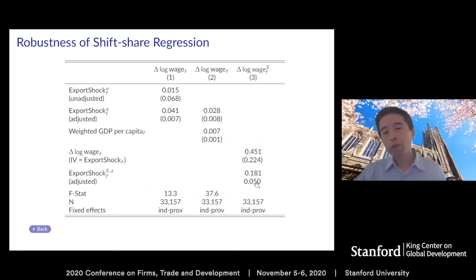This is exactly addressing your question. We did a robustness check. We control for the direct export shock for the suppliers, and we see this coefficient does not really change.